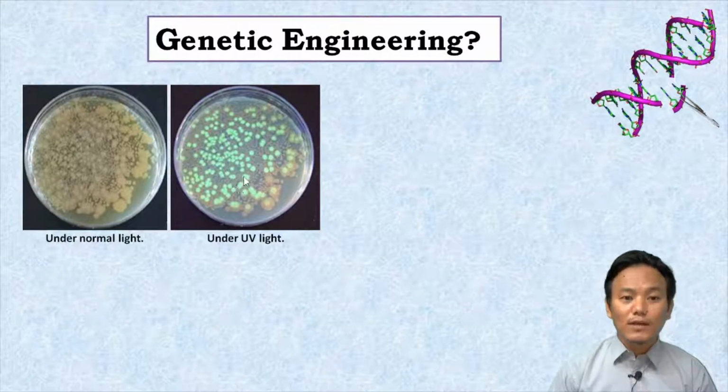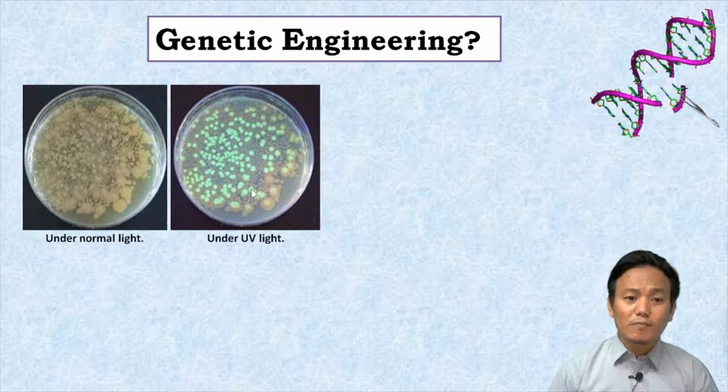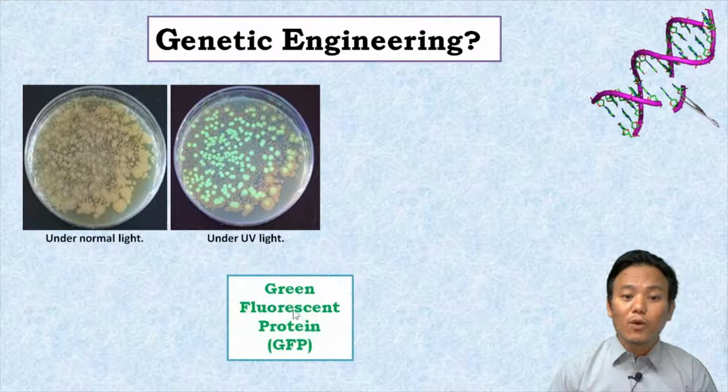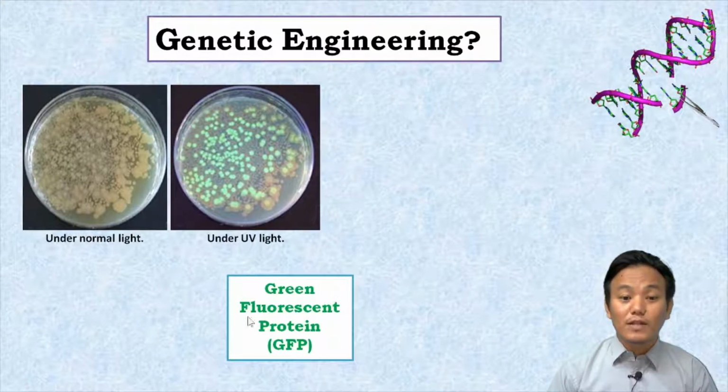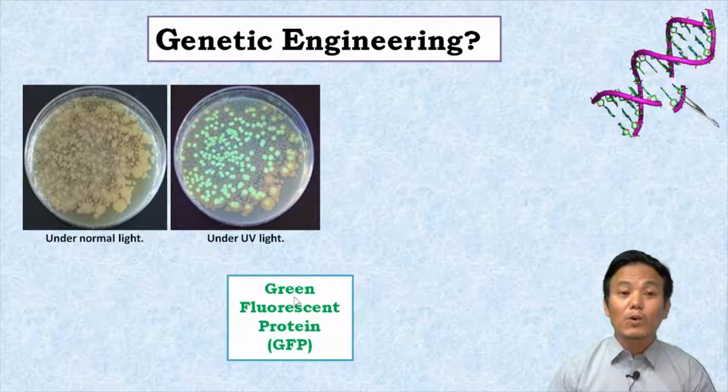Now, why are these bacterial colonies glowing under UV light? That is because the bacteria in these particular colonies, they are producing a particular protein called green fluorescent protein, or GFP in short. The green fluorescent protein is the protein which has the capacity to glow under UV light.